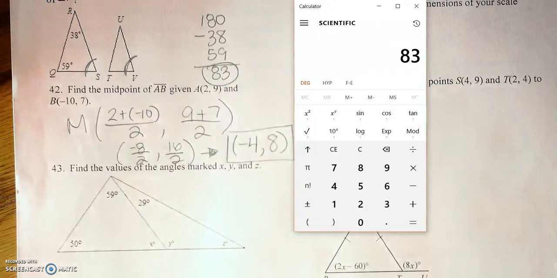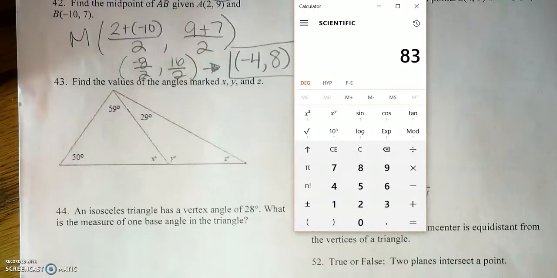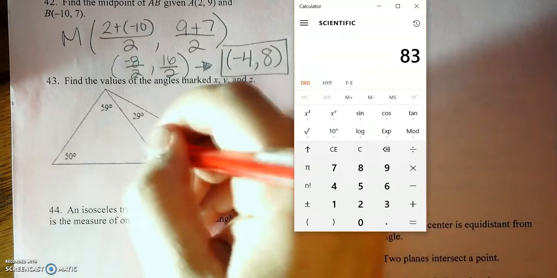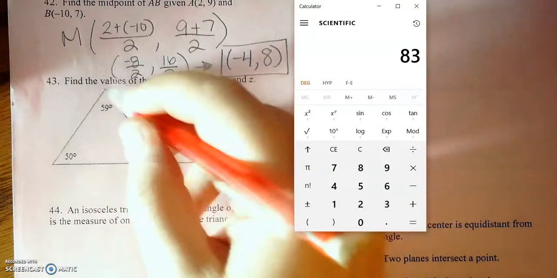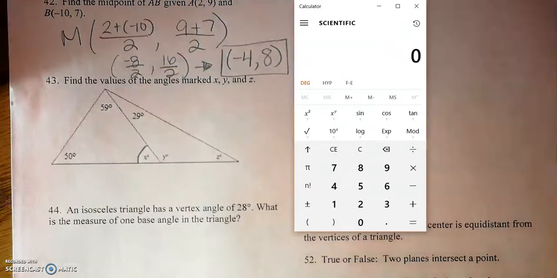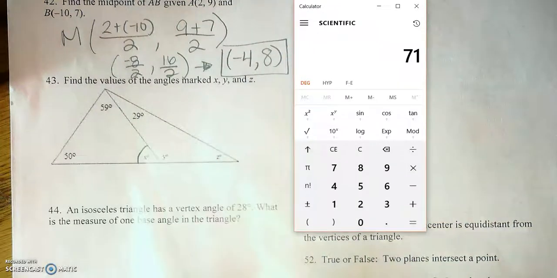We're going to find missing values in the triangle for number 43. The first one I'm going to do is find x. I can see that there's a triangle here: 50, 59, and x. So let me come up to my lovely calculator. I know every triangle adds up to 180, so we're going to subtract 59, subtract 50, leaving 71. That's going to be your x.